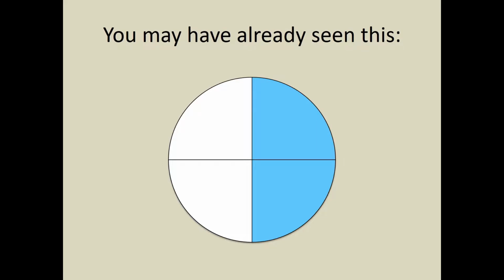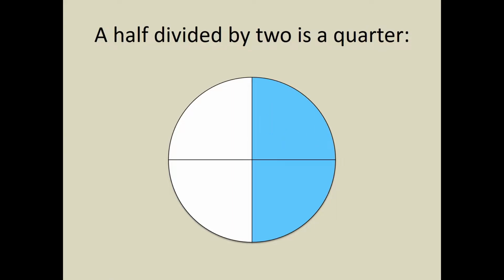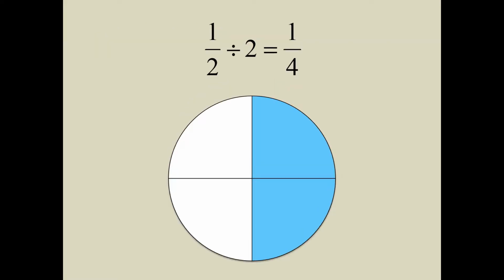Now, you may have already thought about this and you may have thought, right, I've got half and I've divided it by 2. So now I've got this bit here, which is a quarter. So a quarter. As you can see now on the board, we can see that a half divided by 2 is a quarter.